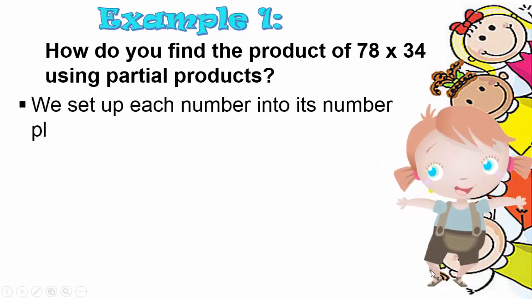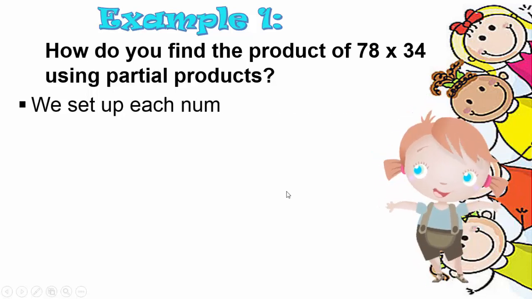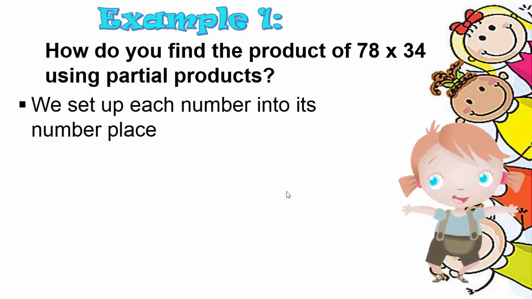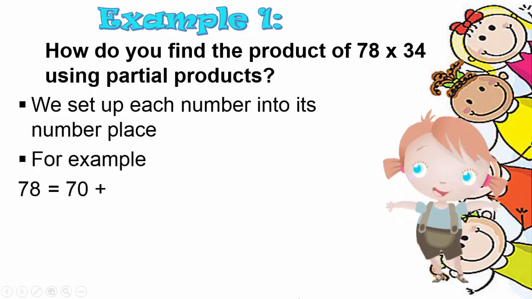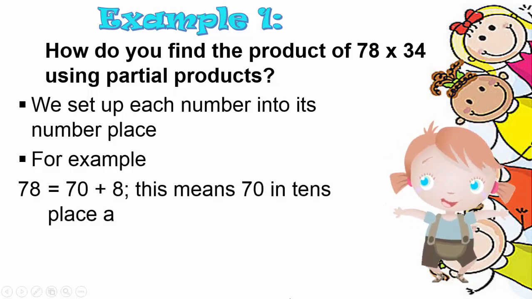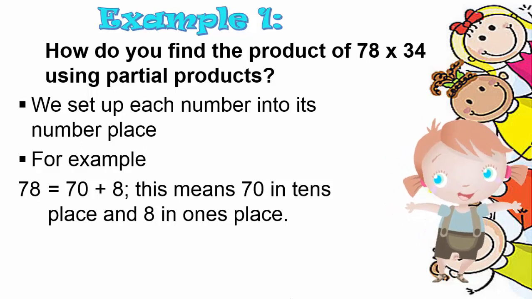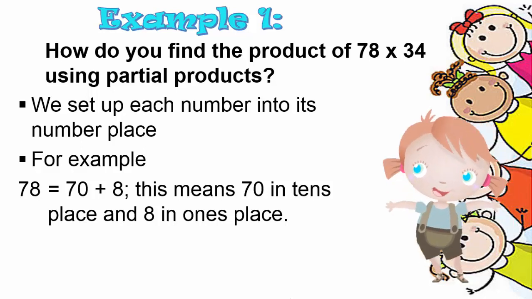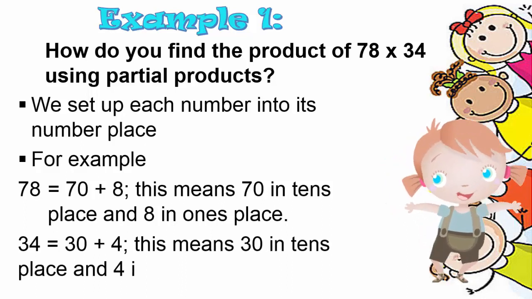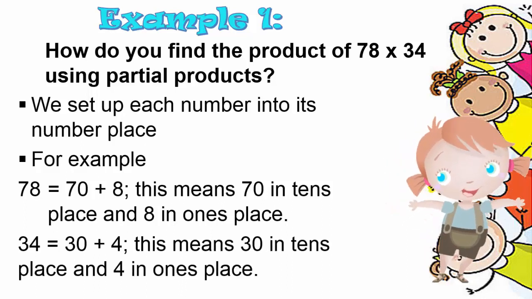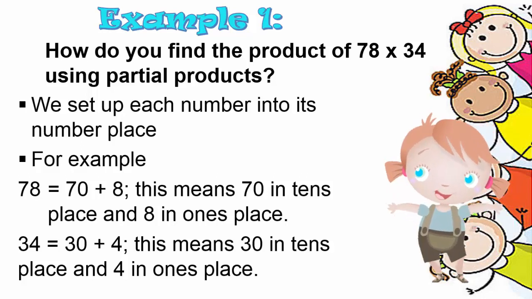products. To do this technique, we set up numbers in its number place. What we do is we set up each number into its number place. This means, for example, 78 is equal to 70 plus 8. This means 70 is in the tens place and 8 is in the ones place. And 34 is equal to 30 plus 4. This means 30 is in the tens place and 4 is in the ones place.